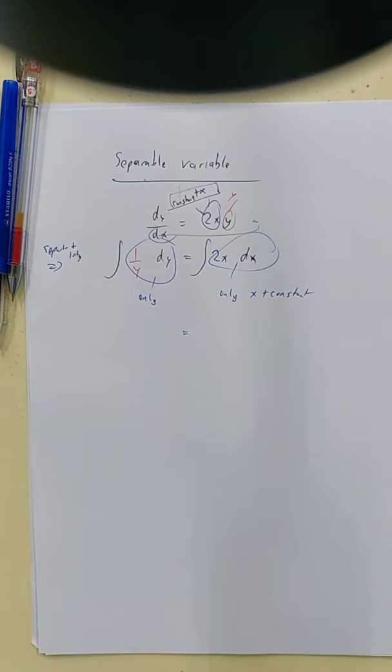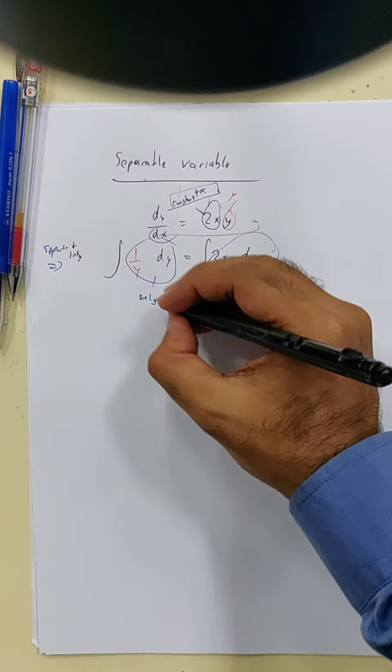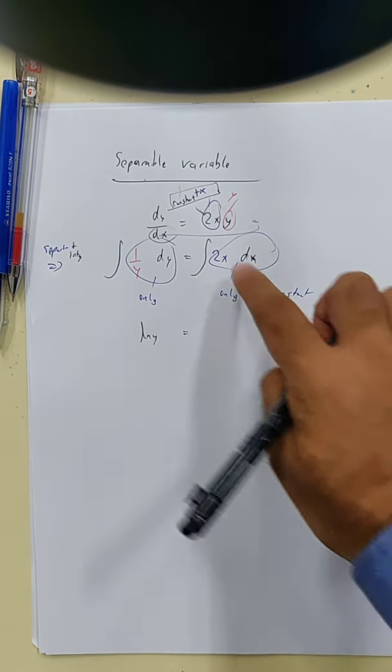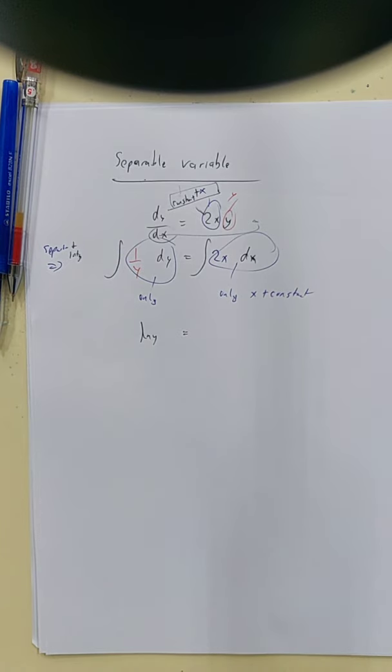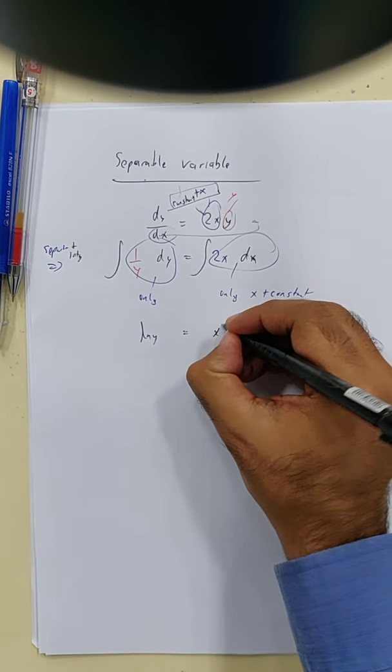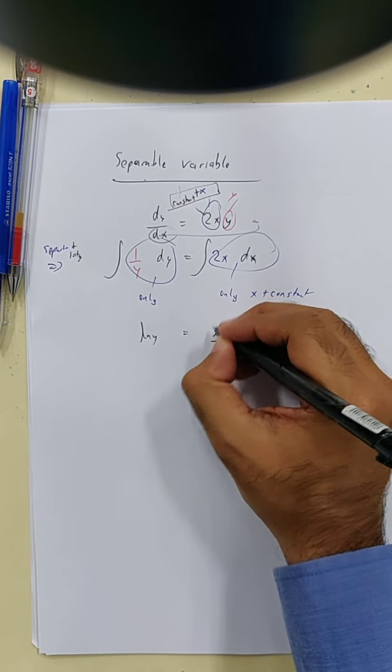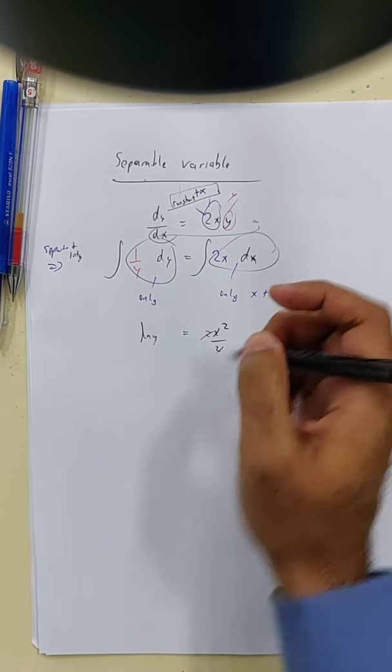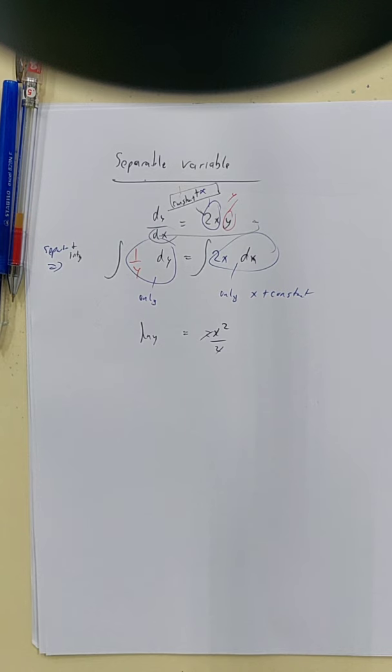Integrate 1 over y, ln y. Integrate 2x, x squared over 2, but hey, the 2 here cancels off. Are we done? Where? X or y?